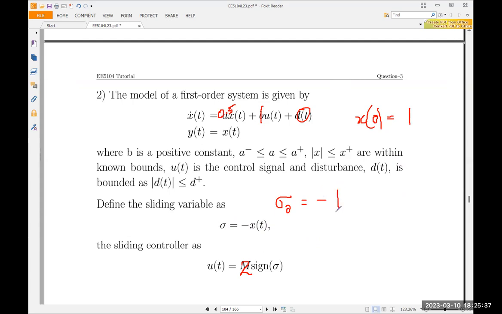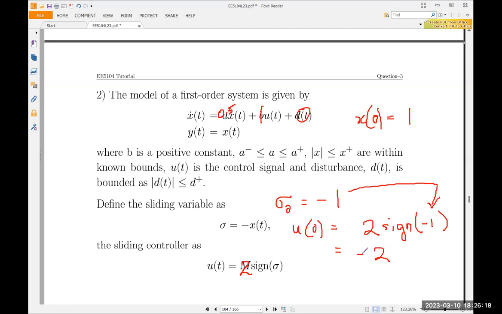So what is U? The starting value for U would be equal to 2 sign of minus 1. Put this inside here, right? So it should be equal to minus 2. So you start off with a control signal of minus 2. You remember, you have phase 1, phase 2. So in your phase 1, your control signal is minus 2.